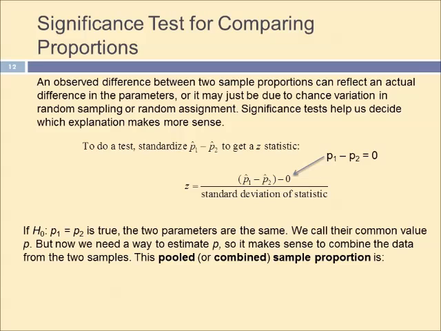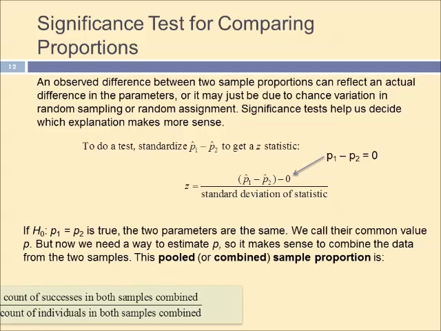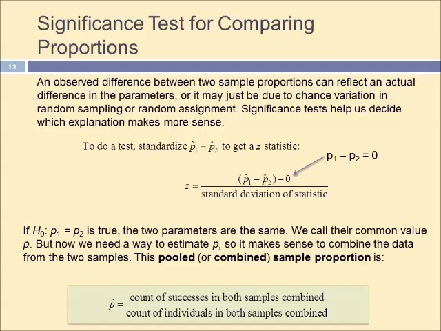So if the null hypothesis that the population proportions are equal is true, the two proportions are the same. We call their common value p. But now we need a way to estimate p, so it makes sense to combine the data from the two samples. This is called the pooled or combined sample proportion, and this is simply the count of successes in both samples combined divided by the count of the individuals in both samples combined.